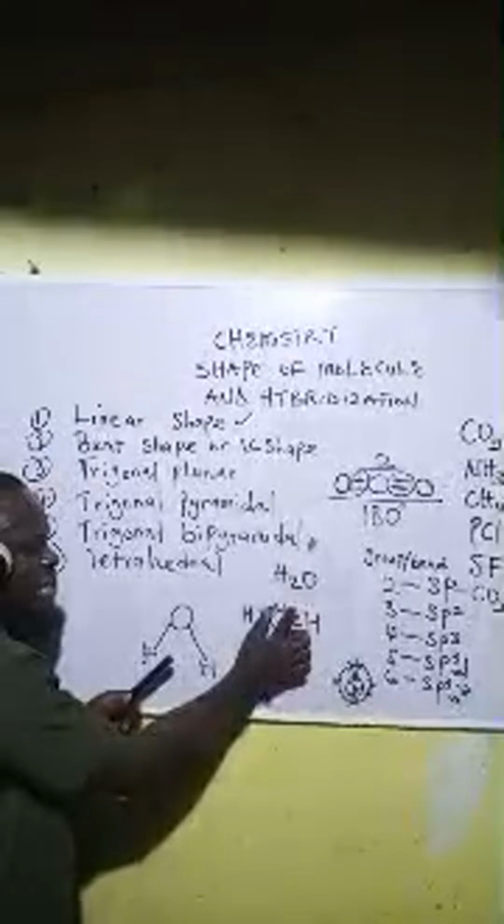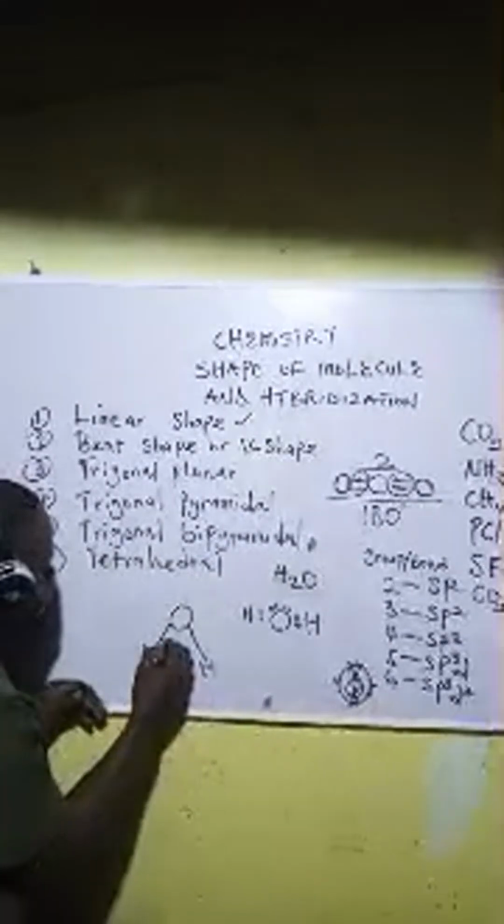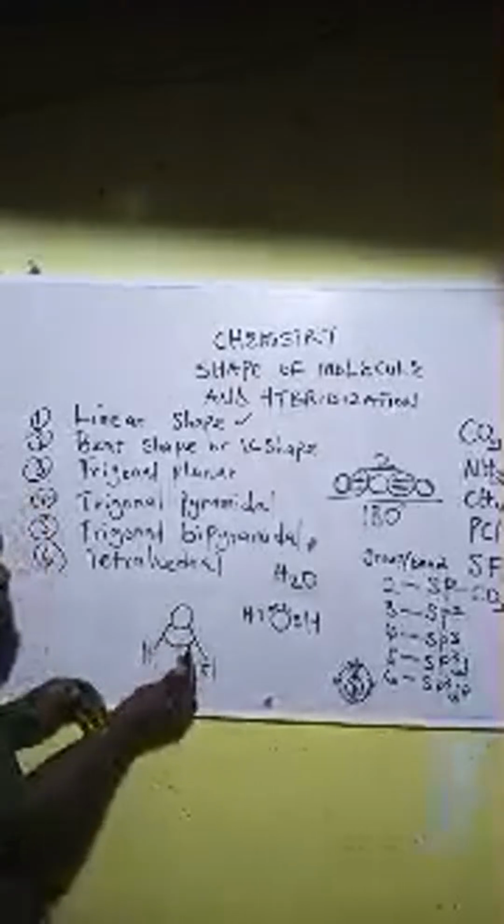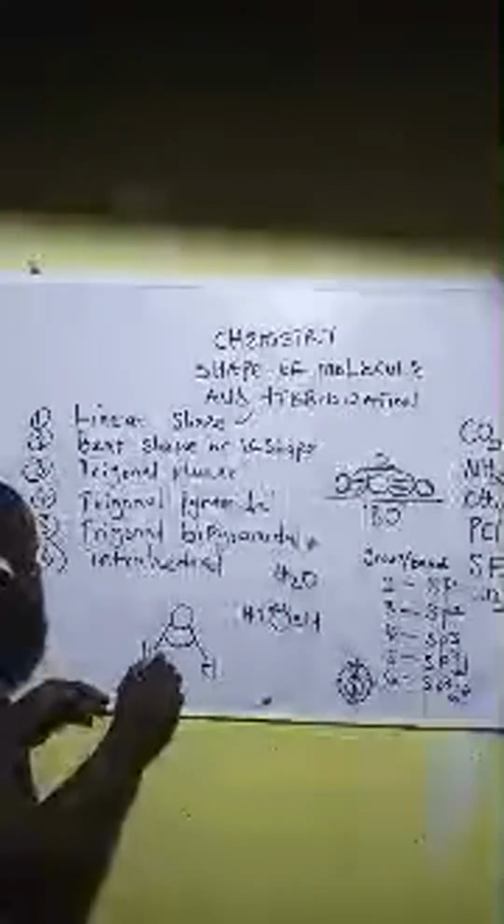Now we have 2 lone pair electrons here that will cause the shape to bend. Because it's bending like this, it's like a V. All right. So the bond angle will be 104.5.